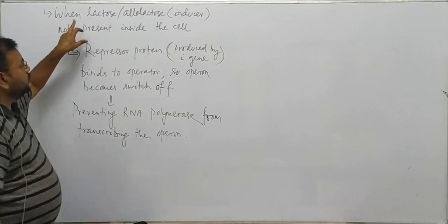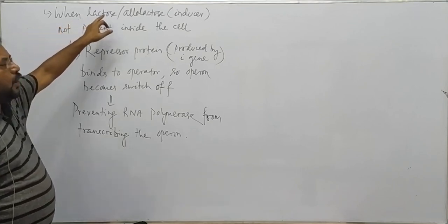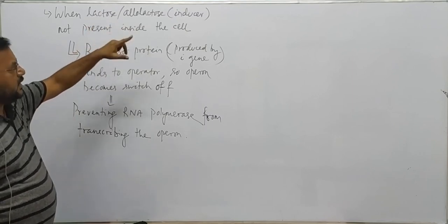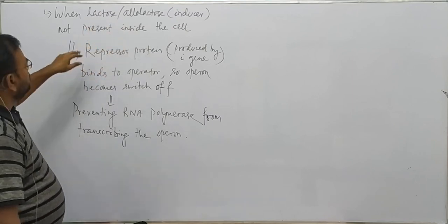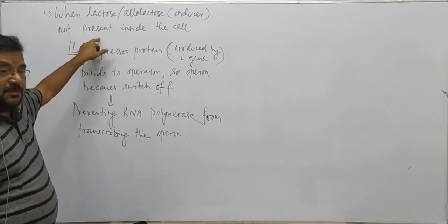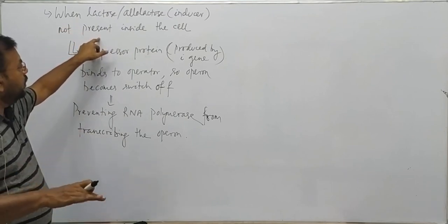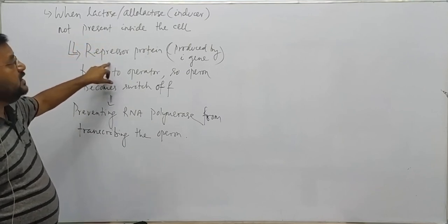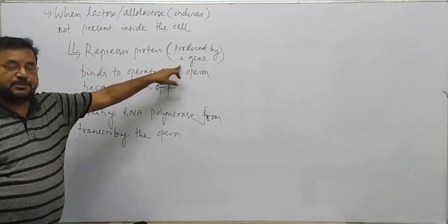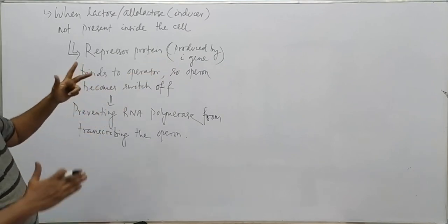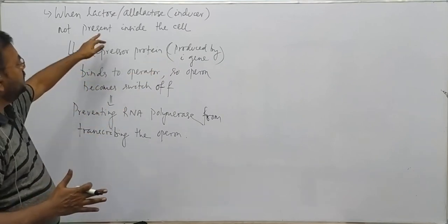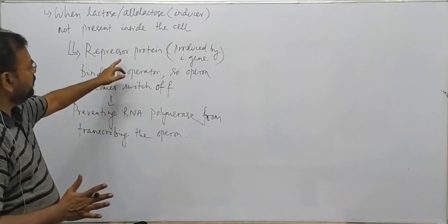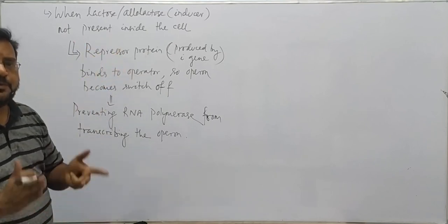So, either lactose or allolactose can act as an inducer, either or. If it is not present inside the medium or inside the cell, then the repressor protein is produced by the i gene. The repressor protein is always produced. It's not like, if it is not present, it will produce, and if it is present, it will not produce. It's not like this. The repressor protein is always produced by the i gene.